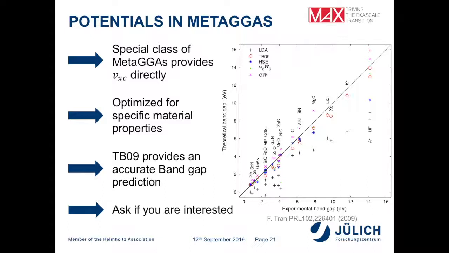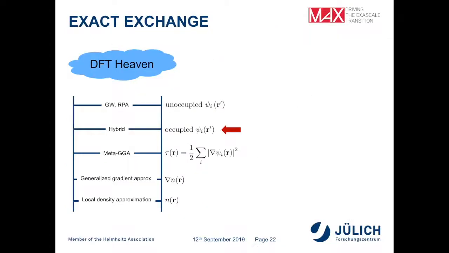And if you, for example, compare the LDA and the Tran Blaha and the HSE, you can see that the Tran Blaha is significantly better than the LDA, and it almost performs as good as the HSE. But you have to consider that it's still a meta-GGA, and that HSE is a hybrid functional, so it has significantly more computational cost. So these are the meta-GGAs, and I'm sure you're all itching to see what's next.